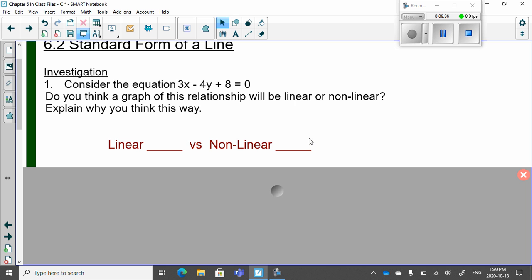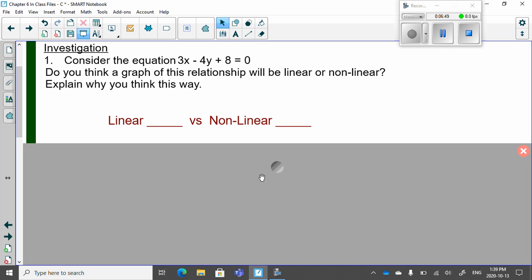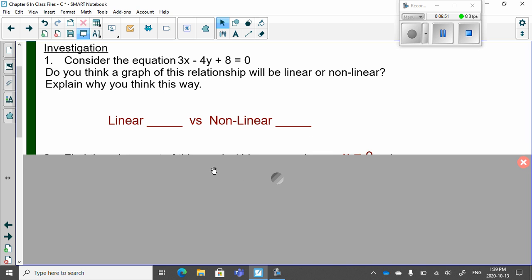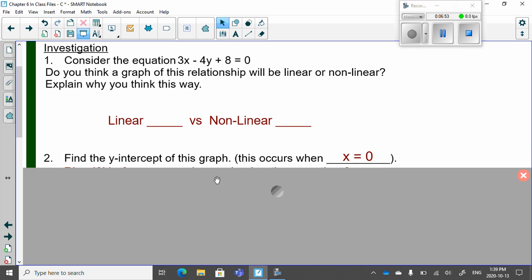What would you put? Just think to yourself, would you say that this is linear, when you graph it, it's a straight line, or it's non-linear, when you graph it, it's not a straight line? Just get your thinking as to which one it is. Through this investigation, we will see exactly what it is.